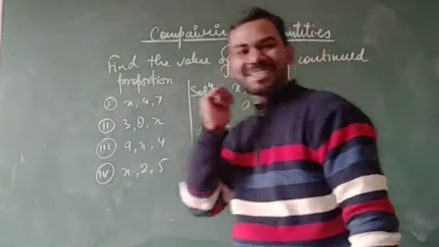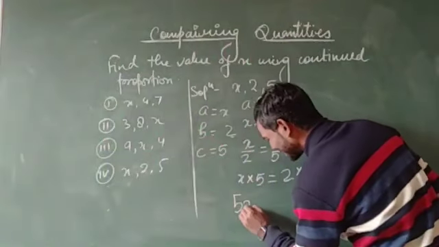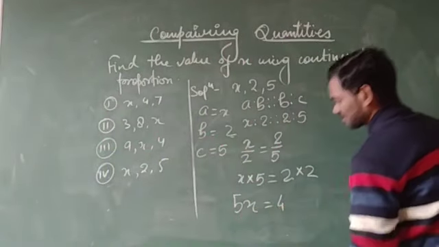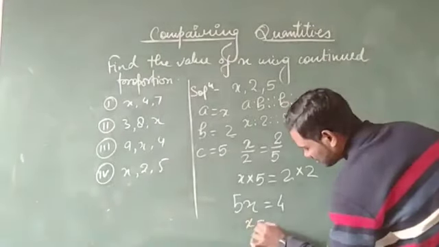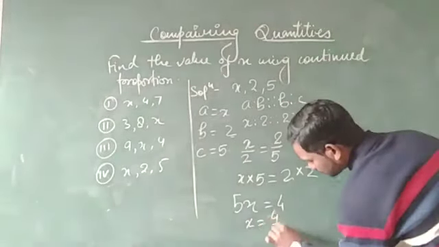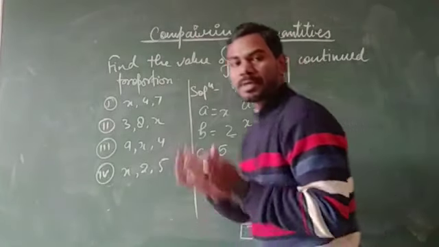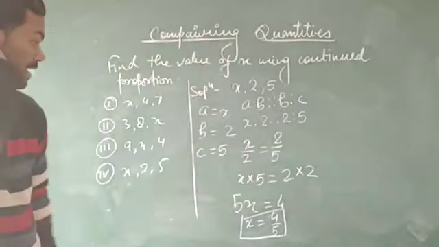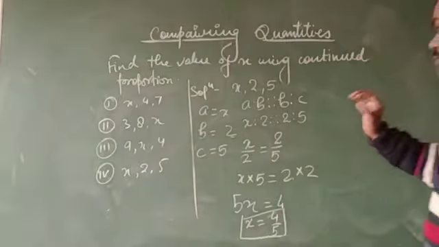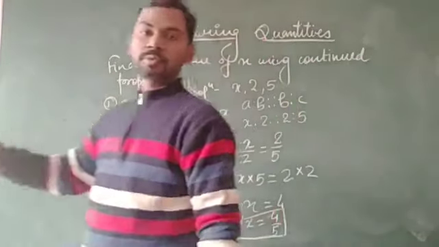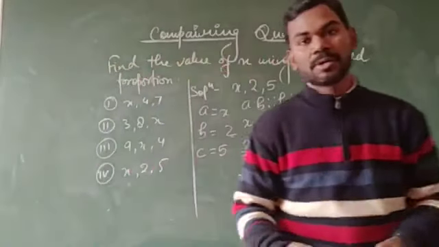Okay students, I hope it is clear. Now 5x equal to 4, or x equal to 4 upon 5. Therefore 4 upon 5 is the value of x, and I hope the solution is clear. Okay students, so this is the last question of the continued proportion, and I hope that the concept of continued proportion is clear to everyone.